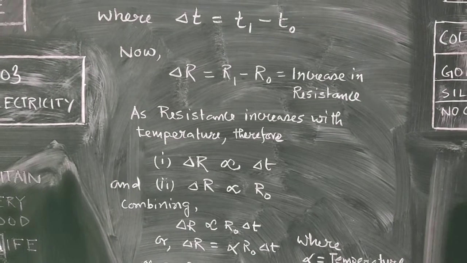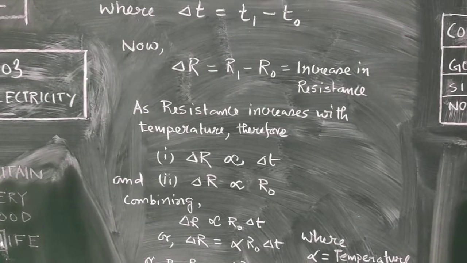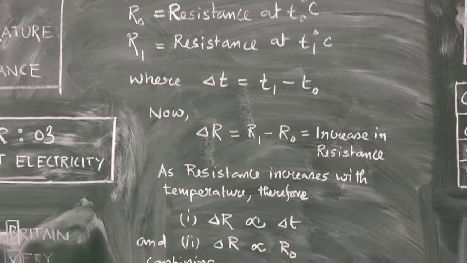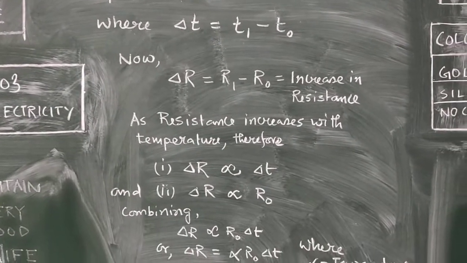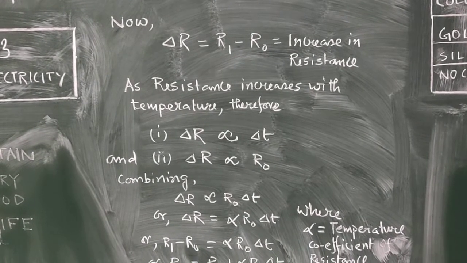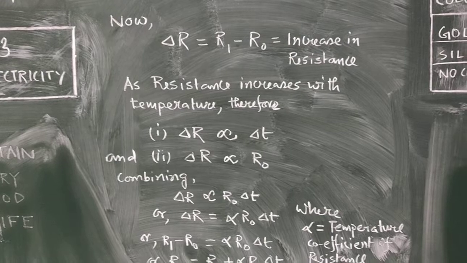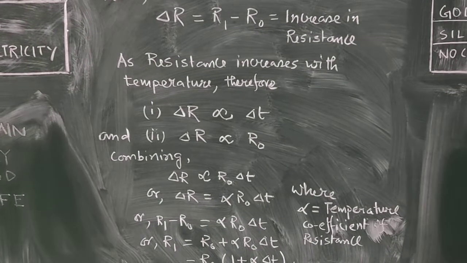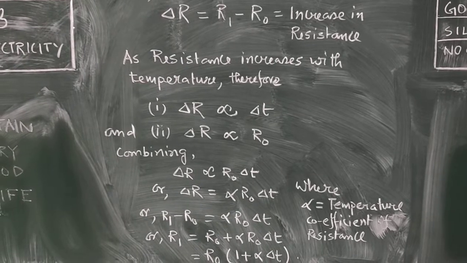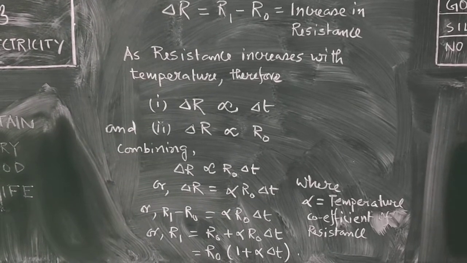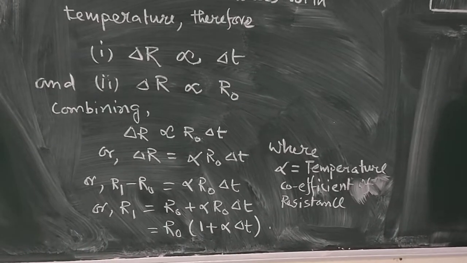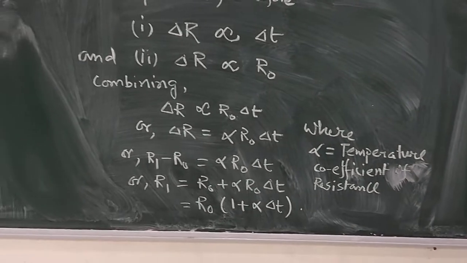Now it is also found that the change in resistance is directly proportional to the initial resistance. The initial resistance is R0. So combining these two, you get delta R proportional to R0 delta T. If you want to bring an equal sign, you have to bring a constant of proportionality. That constant of proportionality is alpha. So alpha is the temperature coefficient of resistance.